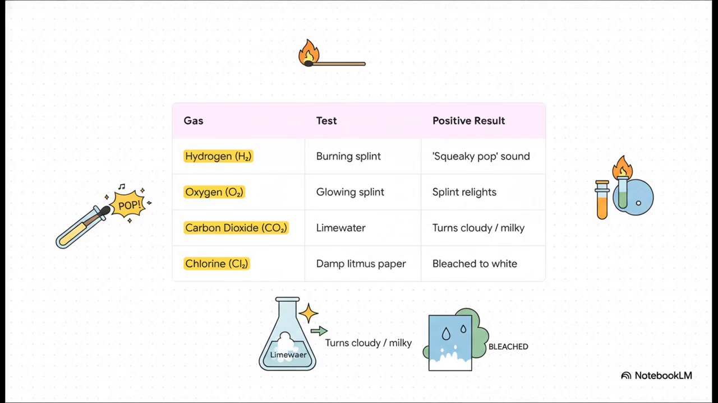Hydrogen, burning splint gives a squeaky pop. Oxygen, glowing splint, relights. Carbon dioxide, lime water turns cloudy. And chlorine, damp litmus paper is bleached white. If you can remember this table, you've cracked it.